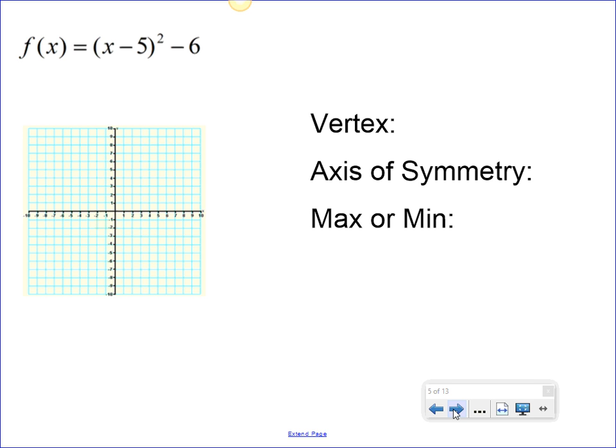Okay, hopefully we could see that it's a shift right 5 and down 6. So our vertex would be right here, which would be (5, -6). Okay, the axis of symmetry then would be x equals 5. You can draw in the axis of symmetry, and you should draw in the axis of symmetry because it's a great visual when you go to graph it.